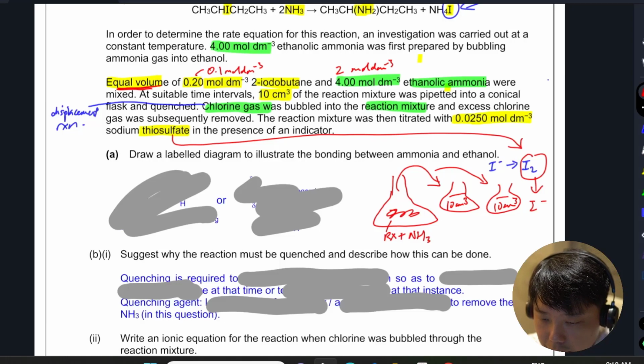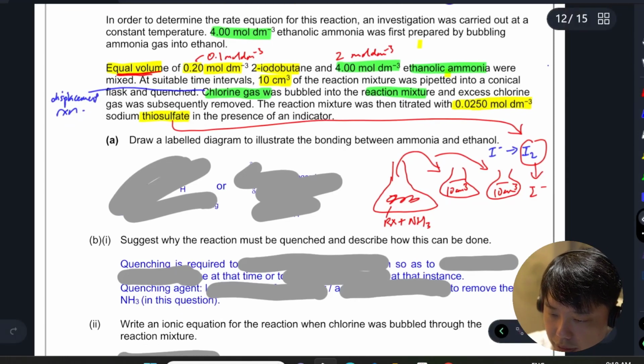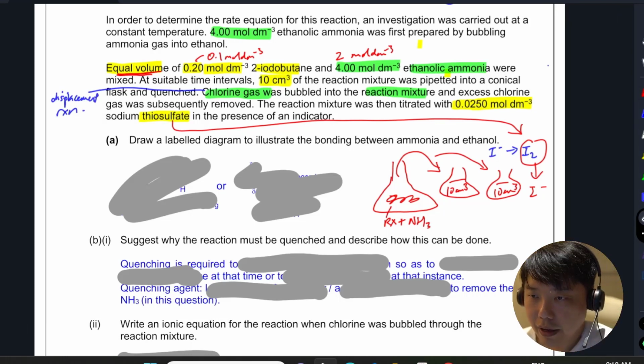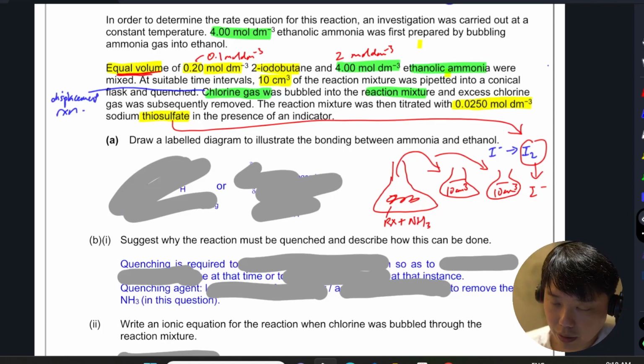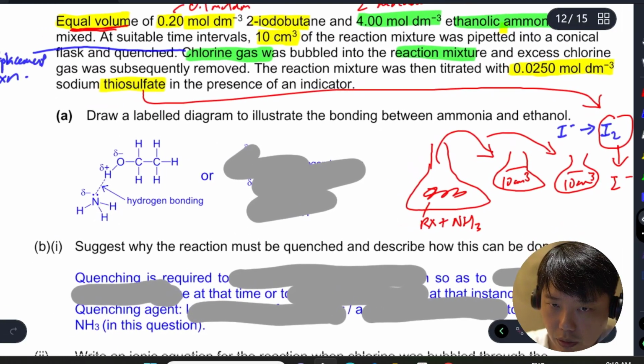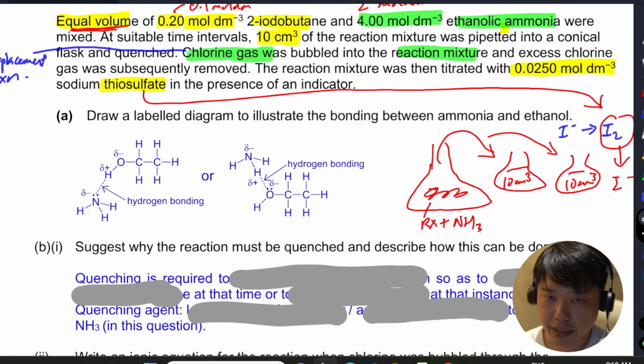Draw a labeled diagram to illustrate the bonding between ammonia and ethanol. Okay, so this bonding has to be hydrogen bond. Both ammonia and ethanol actually have hydrogen bonds in their molecules, but they also have hydrogen bonds between these molecules. Okay, so I just want to zoom in here for you to take a closer look. There's two ways of drawing this hydrogen bond. Not two ways, basically two atoms that can form this hydrogen bond. It can be the H from ethanol or it can be the H from ammonia.